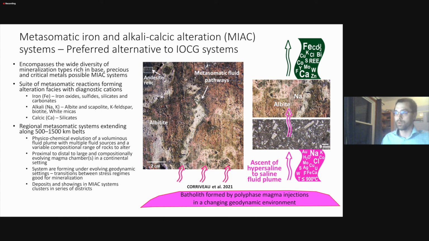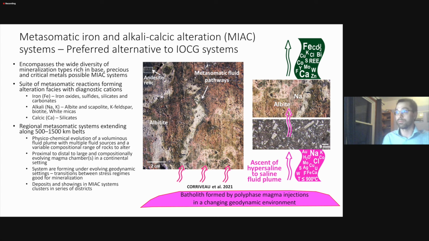There are also very large heat drivers. These metasomatic systems are large because part of the heat driver is very large as well, and it's generally proximal to distal to the evolution of a large batholith. These batholiths are going to have multiple magma chambers in continental settings, and the intrusions forming the batholith vary in composition and provide different pulses of fluids to the compositionally evolving fluid plume.